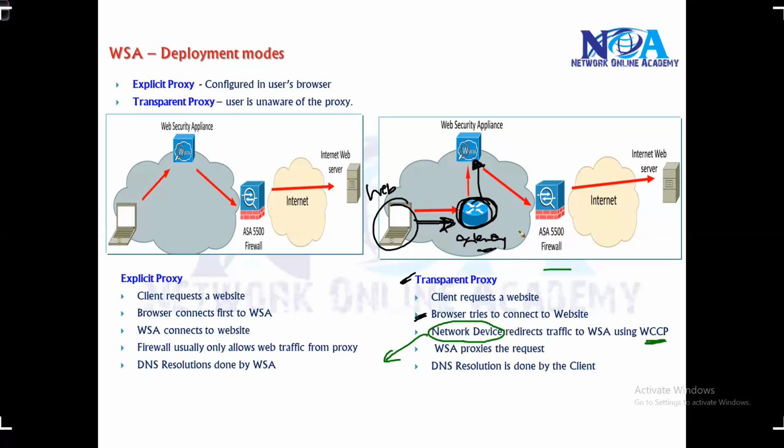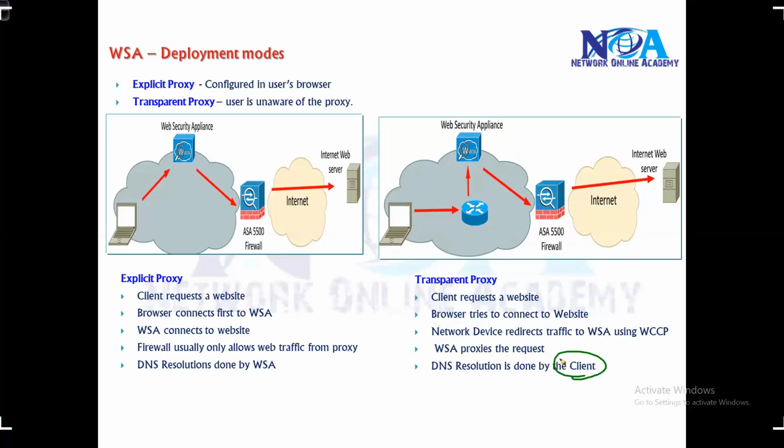So here the network device redirects all the web traffic to the WSA based on the configuration, by using the WCCP protocol. And from there again the same process: the WSA will check whether it is allowed or not, initiate a connection, get the web page, check for malicious content, and return it to the end user. And here the resolution is done by the client. The client resolves first, because whenever the client sends a request like xyz.com, it sends a request to the DNS server and gets the resolution automatically. After that the request goes to the WSA.